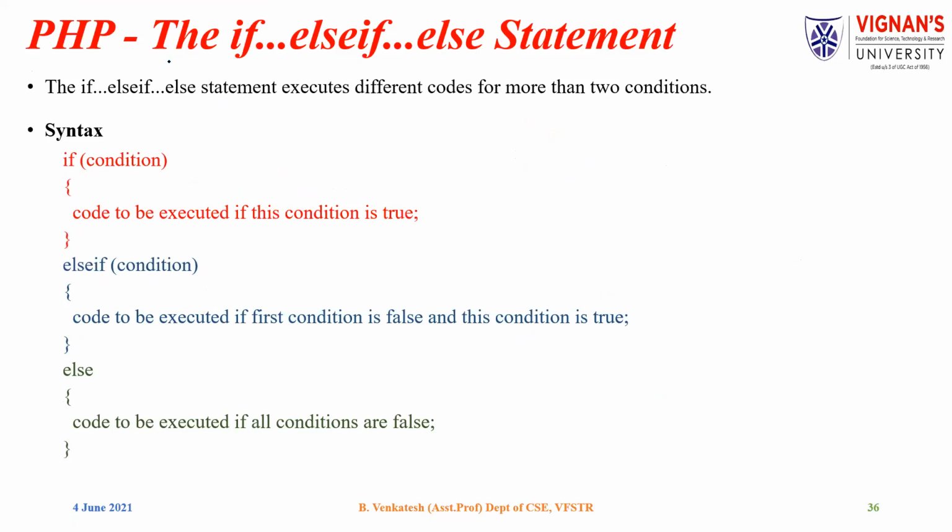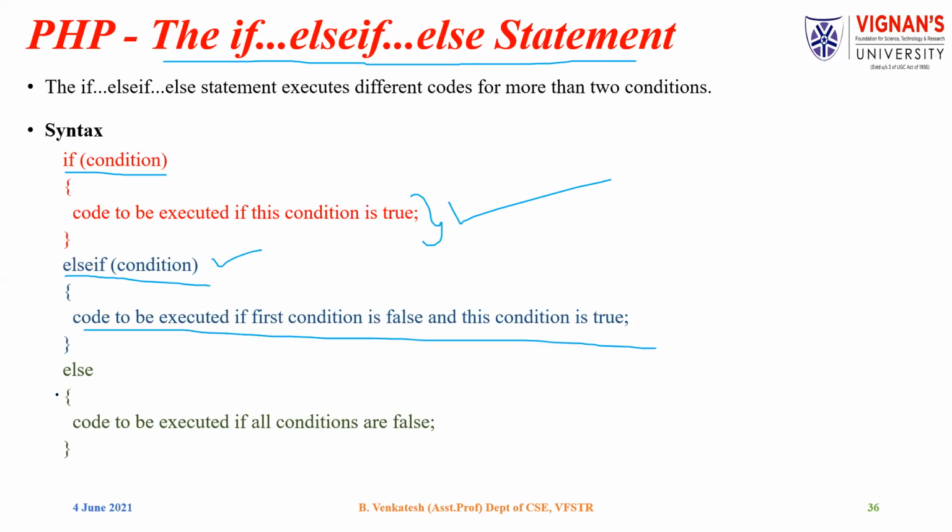Next, PHP if else statements. If else means if a condition is true, this block is going to be executed. Else, if another condition we need to check, this one is executed. Else, this block is going to be executed.